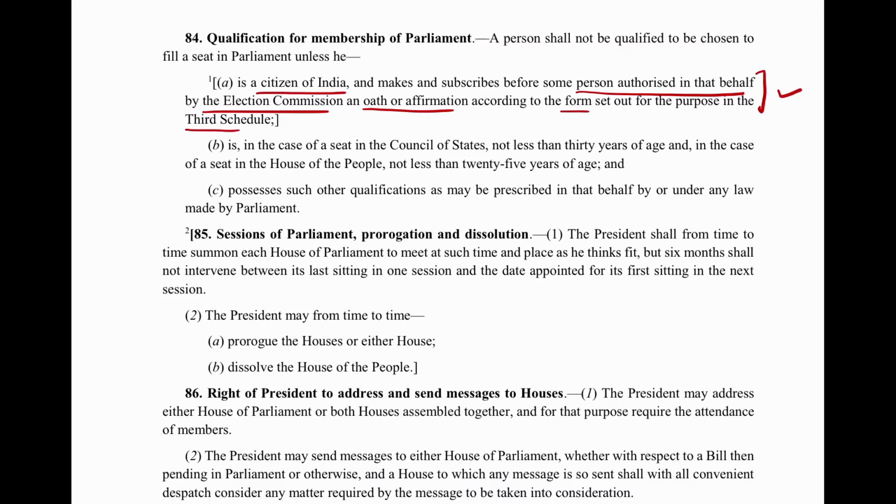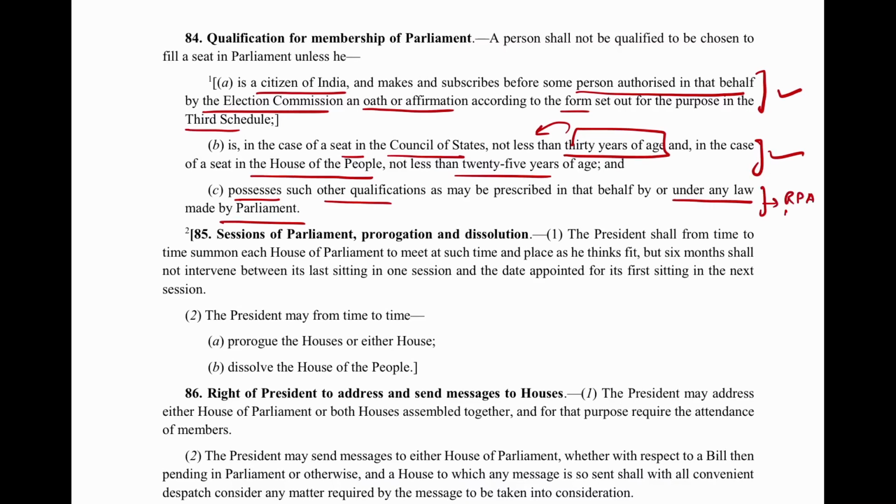Then it is also said that for a Rajya Sabha seat, 30 years of minimum age, and for a Lok Sabha seat, 25 years of minimum age, right? And possess any other such qualification which is prescribed under law made by the Parliament. And therefore the Parliament came up with the RPA 1951. It has other things also, but one of the things mentioned there is the qualifications criteria. So Article 84 is done. I hope the wordings are very, very clear to you.